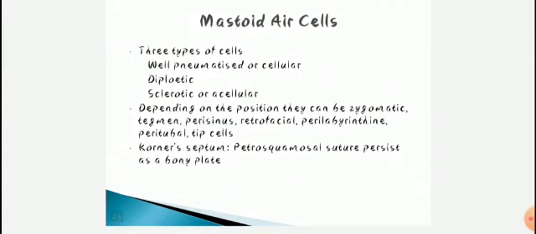Now let us learn about mastoid air cells. In the mastoid you get three types of cells. One is pneumatized or cellular, second is diploic, and third is sclerotic. Depending on the position, they can be zygomatic, tegmen, perisinus, retrofacial, perilabyrinthine, peritubal, and mastoid tip cells.